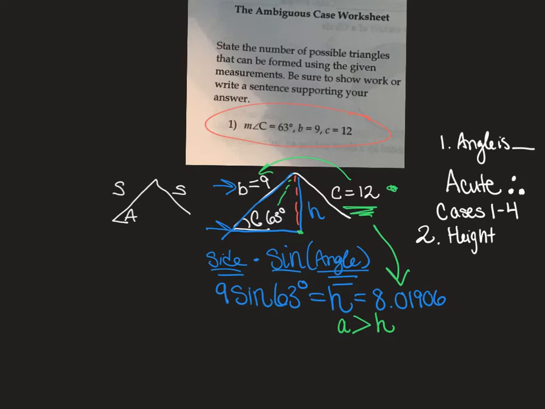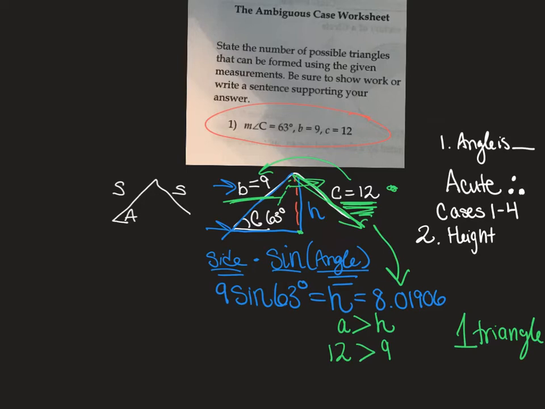A in this case, again, which we're calling C, is bigger than my B, which means I could have stopped at case 3, because since 12 is bigger than my 9, my only option is to swing this out, not in, just out like this. So that means I can only make one triangle, which is case 3 in your notes.